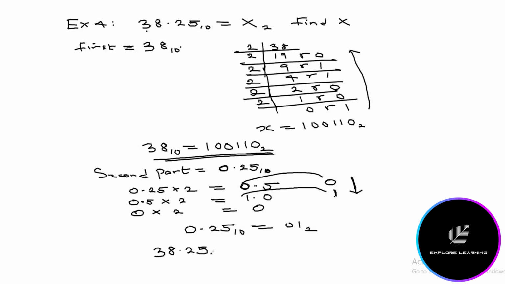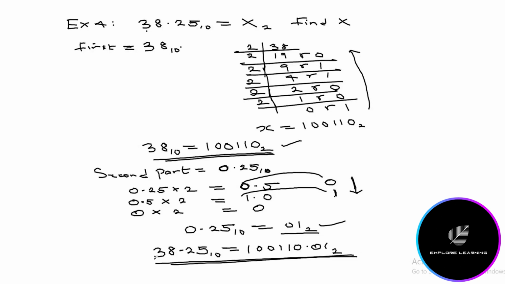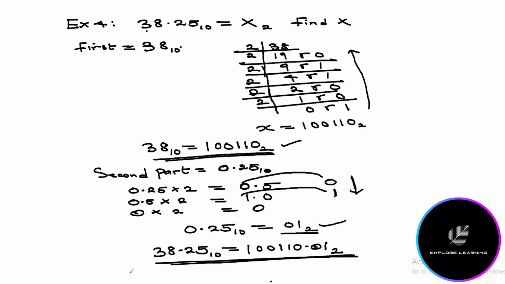So therefore, in all, we can say that 38.25 base 10 is equal to, now the first value, which is this one, is 100110. Now we introduce the decimal point. The value we got for 0.25 is this. So it's going to be 100110.01 base 2. So this is the binary equivalent for 38.25 base 10. This is very easy.